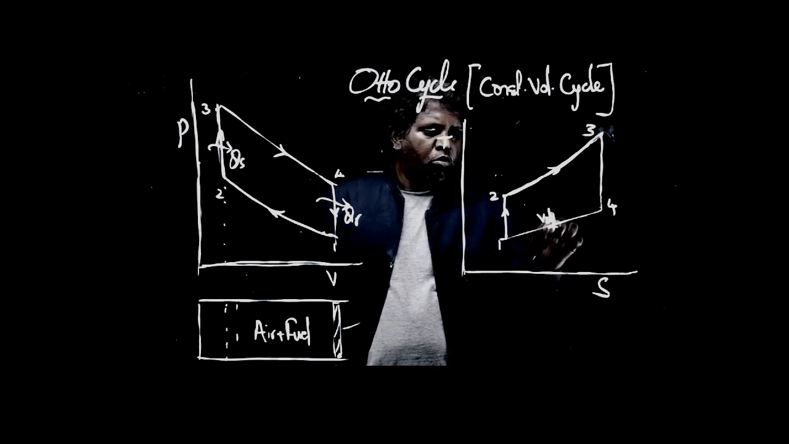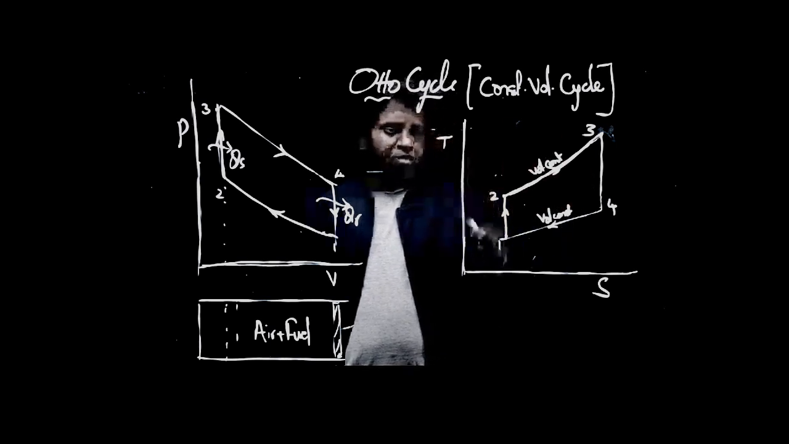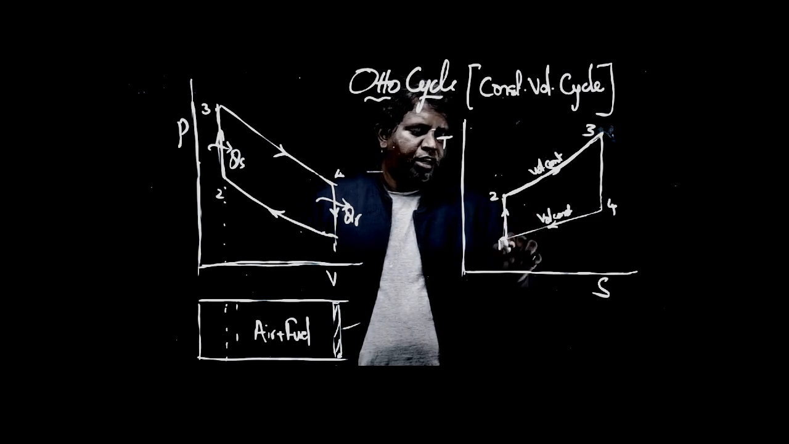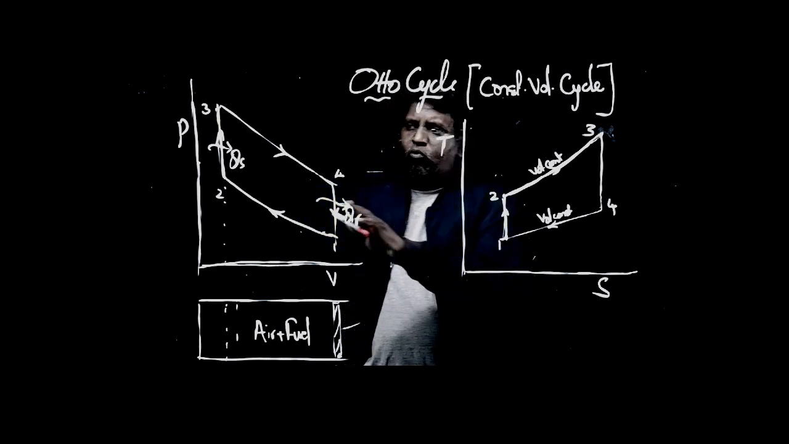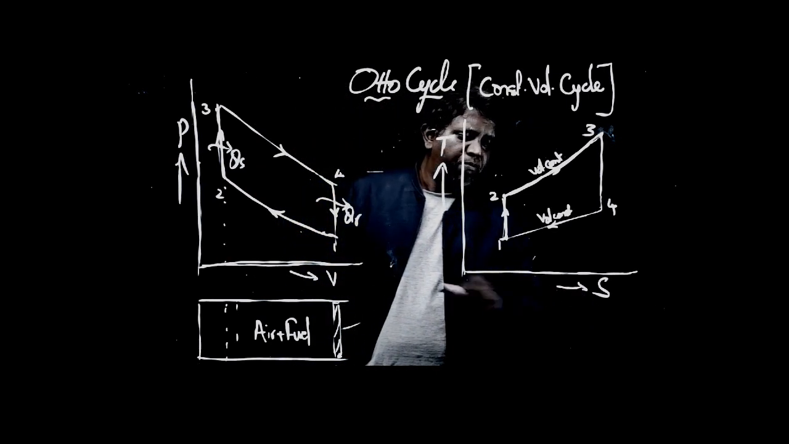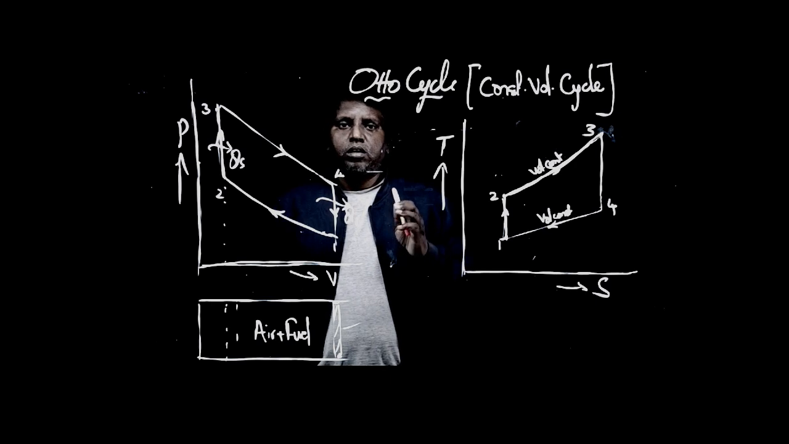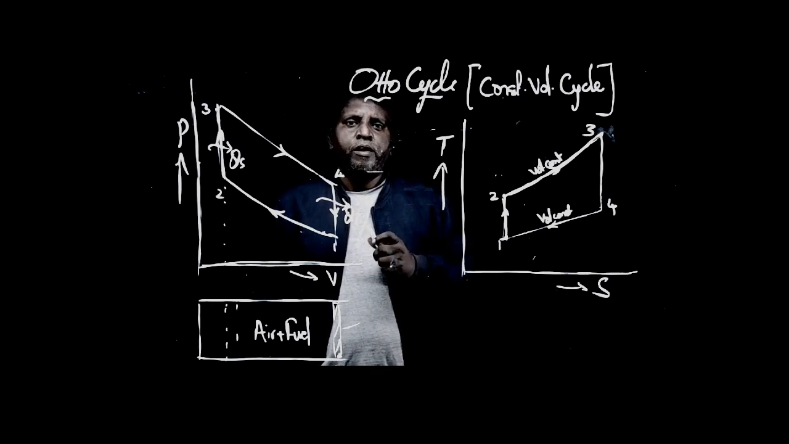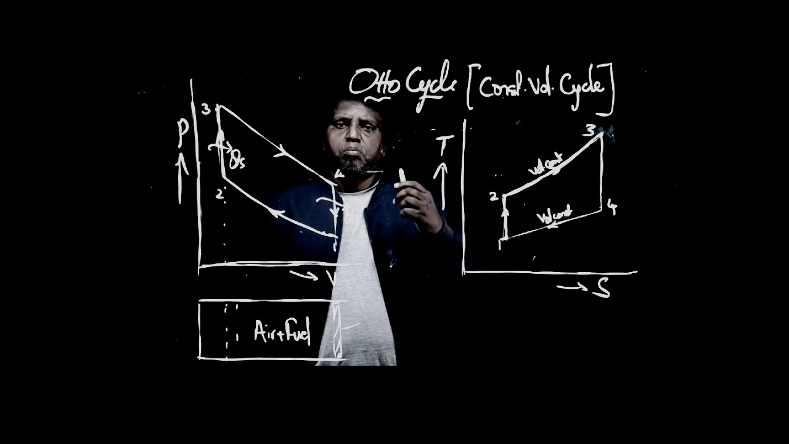So this is a constant volume process. Volume is constant there on the TS diagram, and this is an isentropic line. This is a very clear idea. This is how we represent the PV diagram and TS diagram of the Otto cycle. And I also have explained why this is so critical in finding out the working cycle of nowadays prime movers like petrol engines.